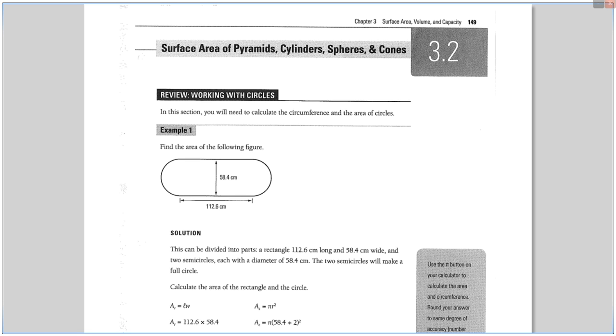All right, so today we're going to start off with 3.2. So surface area.